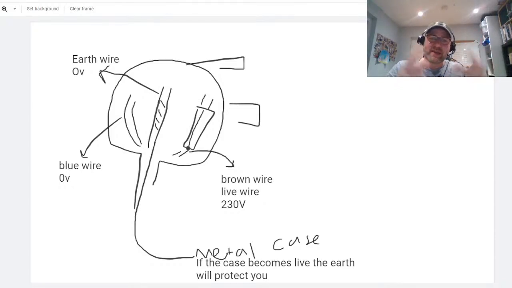The earth wire is connected to a metal case. If the case becomes live in the case of a short circuit and you touch it, instead of you getting the electric shock, the current will flow through the earth wire. We've got to use the right words. Can't say electricity. The current will flow through the earth wire into the earth rather than through the user. So it will protect you from electric shock. You don't need an earth wire if the case is plastic. If you've got a plastic hairdryer, it doesn't need an earth wire because you can't get an electric shock off plastic. It's an insulator. We say it's double insulated.